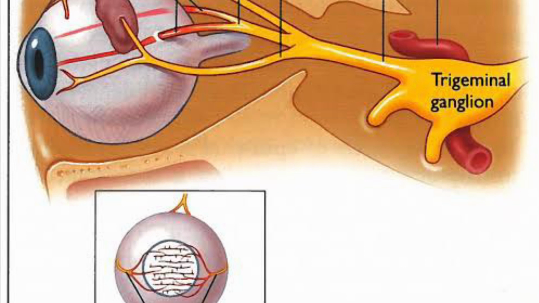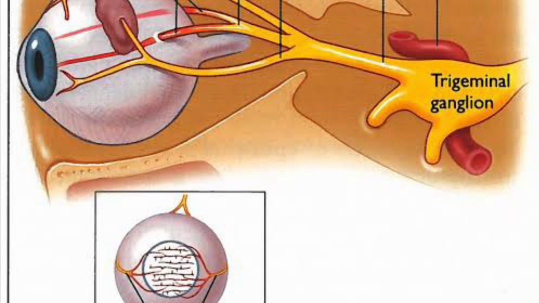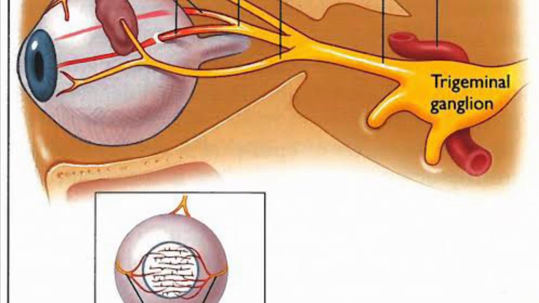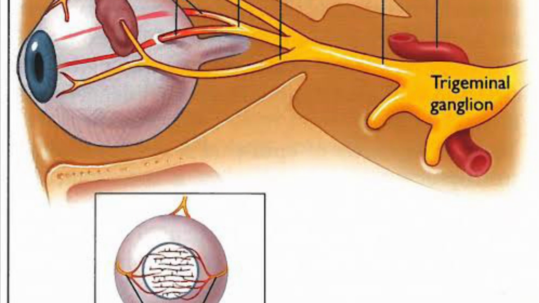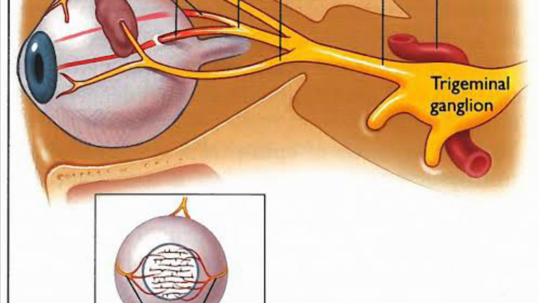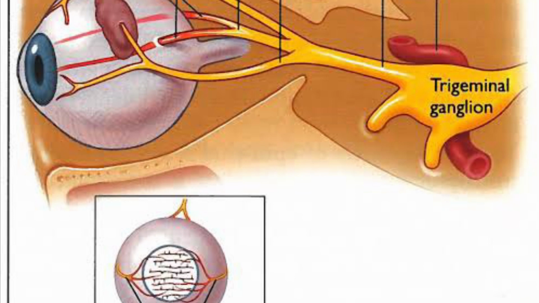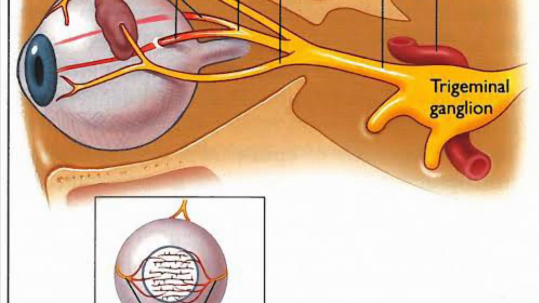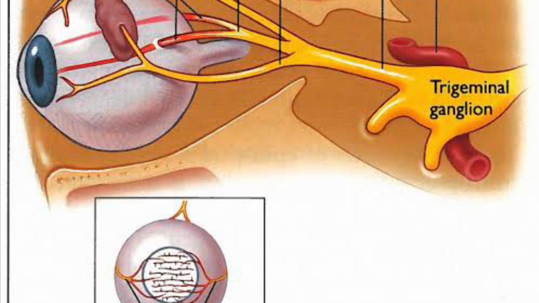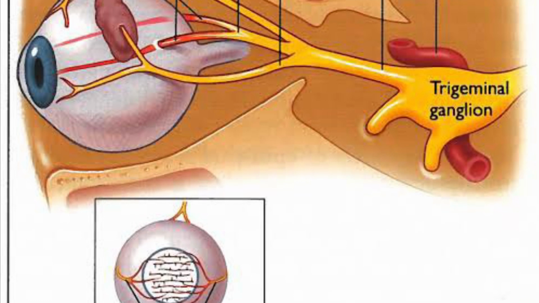The infratrochlear branch gives off just behind the anterior ethmoidal foramen and lies on the medial wall of the orbit and supplies the skin of the upper medial eyelid and upper side of the nose. Now, what is important here is the corneal reflex. It is essential that otolaryngologists know how to elicit this reflex correctly.